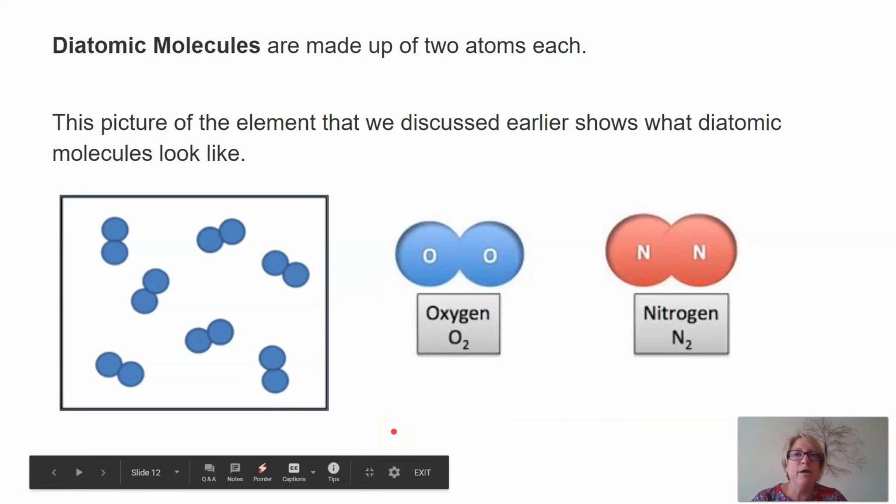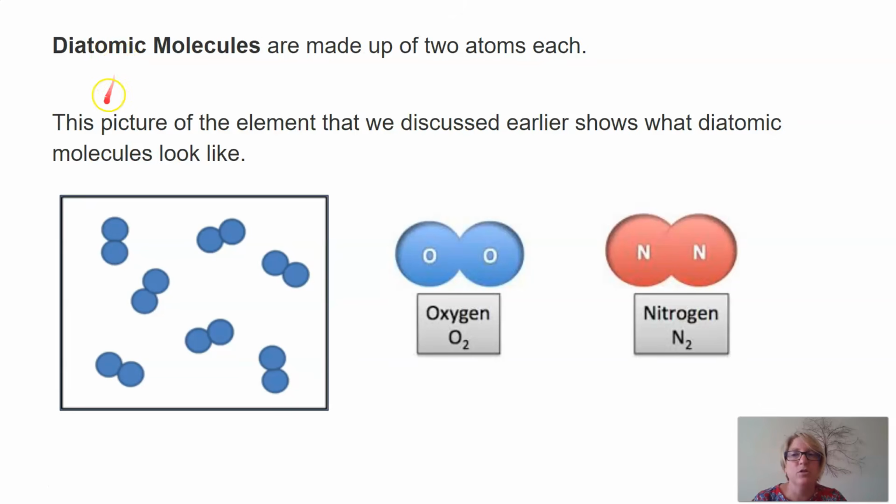So earlier on I said we were going to speak about what diatomic molecules are. Now the word di means two, and atomic can refer to atoms. So this picture of an element that we had a look at earlier shows what diatomic molecules look like. There is a molecule made up of two atoms, and both these atoms come from the same element. So di meaning two, atomic atoms. Here is a diatomic molecule of oxygen, and here is a diatomic molecule of nitrogen.